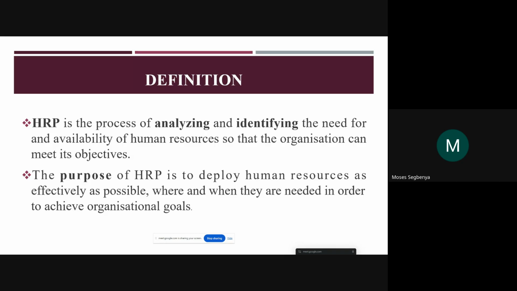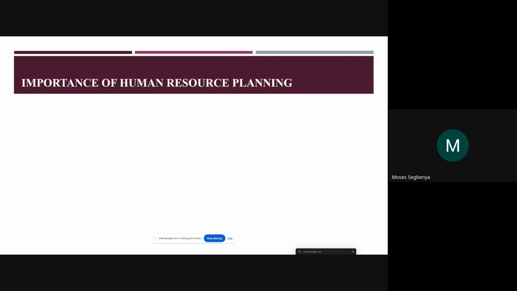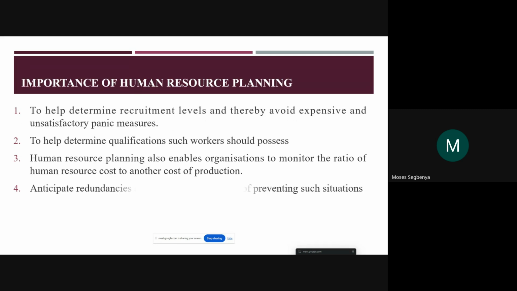So the purpose of HR planning is to deploy human resources as effectively as possible where and when they are needed in order to achieve organizational goals. What are the relevance or the importance of human resource planning? It helps determine recruitment level and thereby avoid expensive and unsatisfactory panic measures. If you plan, you prepare to get people for the position before the position becomes vacant.